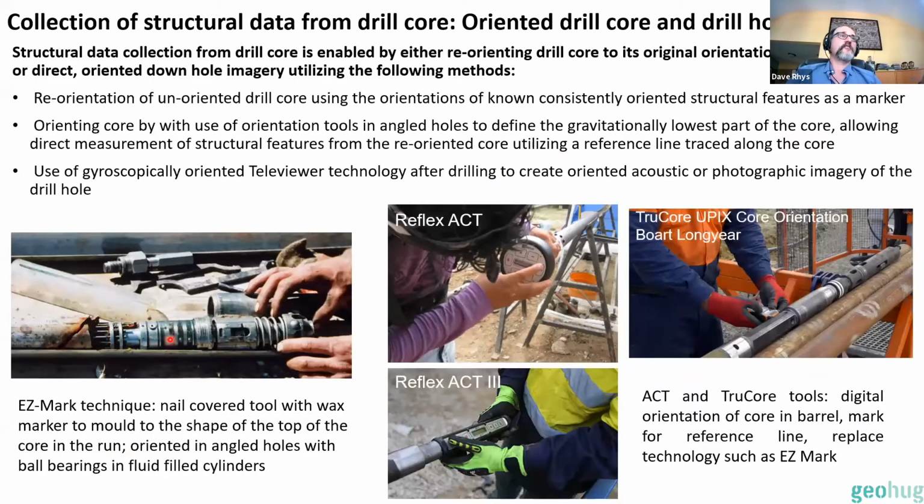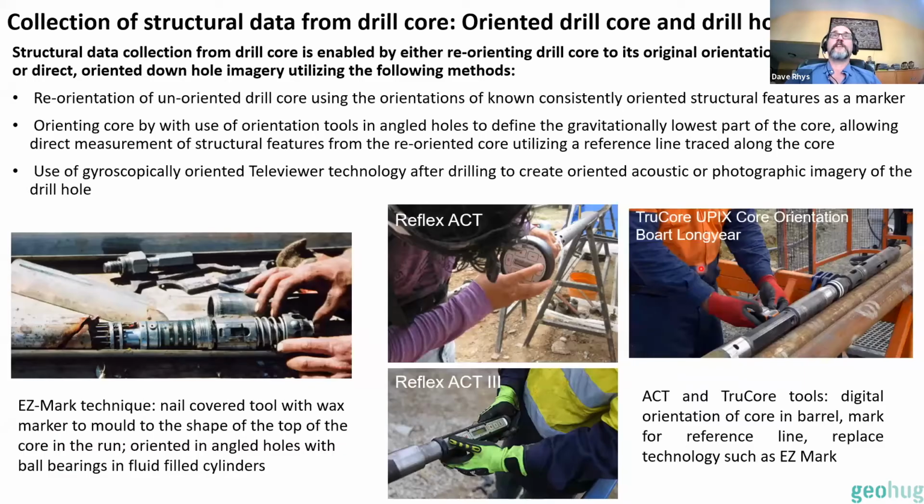where you essentially had this tool which had ball bearings in a fluid here, which would align to the gravitationally lowest part of the drill hole. And then all these pins on the end could be linked to the core in the core barrel. Today, we have some better digital technology where we can align the entire core barrel. The two most commonly used are the ACT tool and the TruCore BOG Longyear tool.